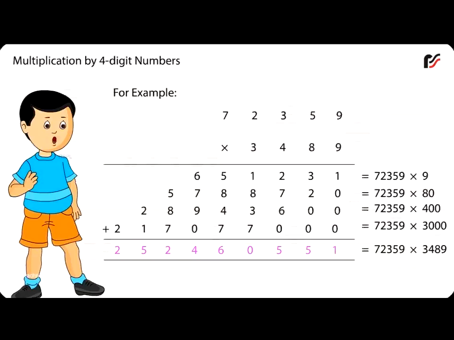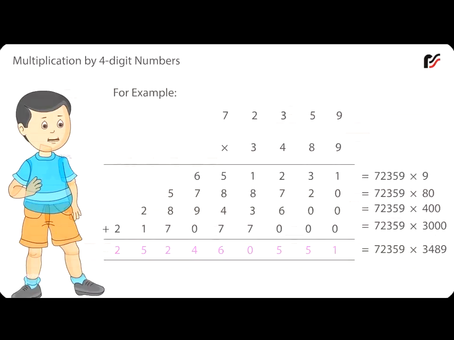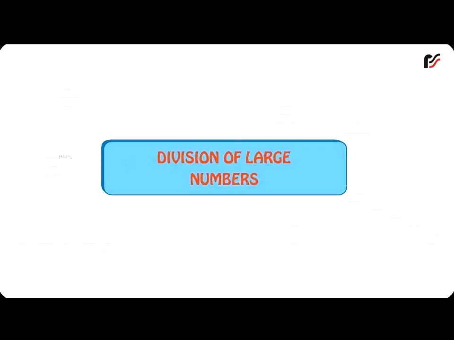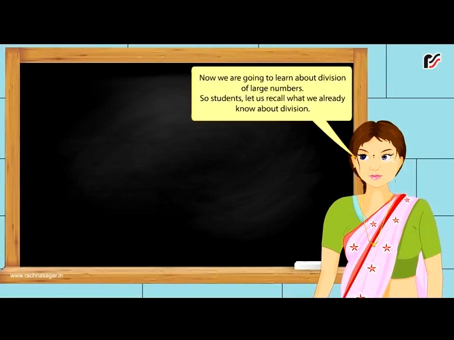72,359 multiplied by 3,489. Division of large numbers. Now we are going to learn about division of large numbers.